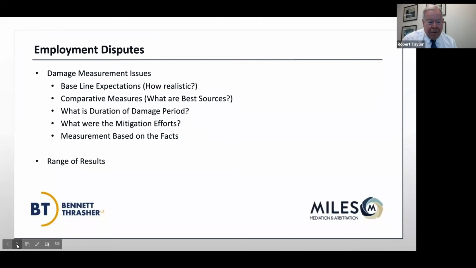And generally, a range of results is the most useful, particularly if you're going into mediation, so that the parties understand the range of possible outcomes and what the facts or the issues are that influence that range of outcomes. Next slide, please.